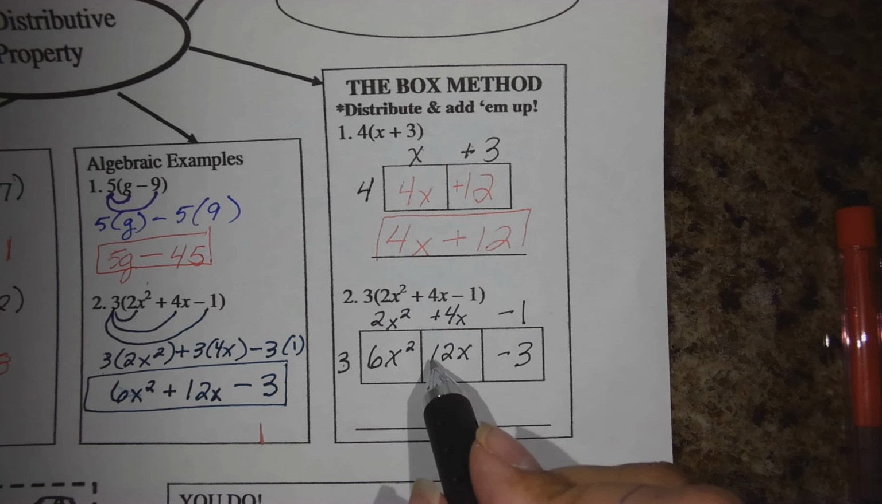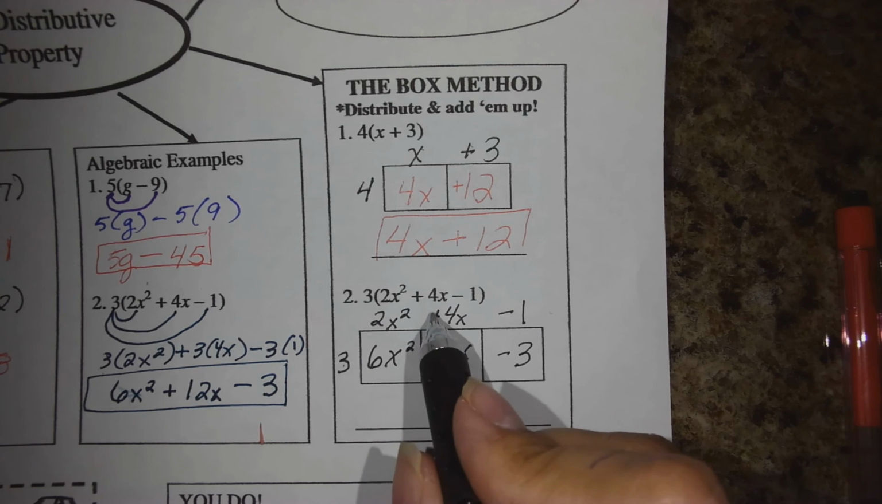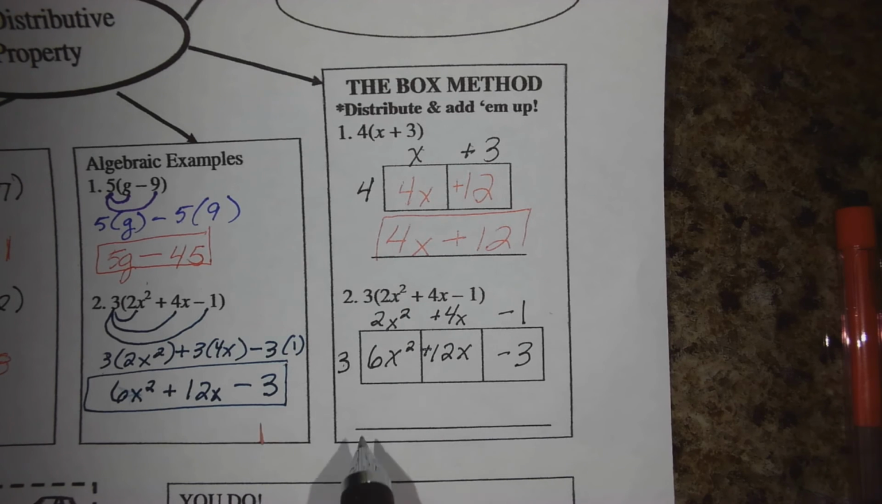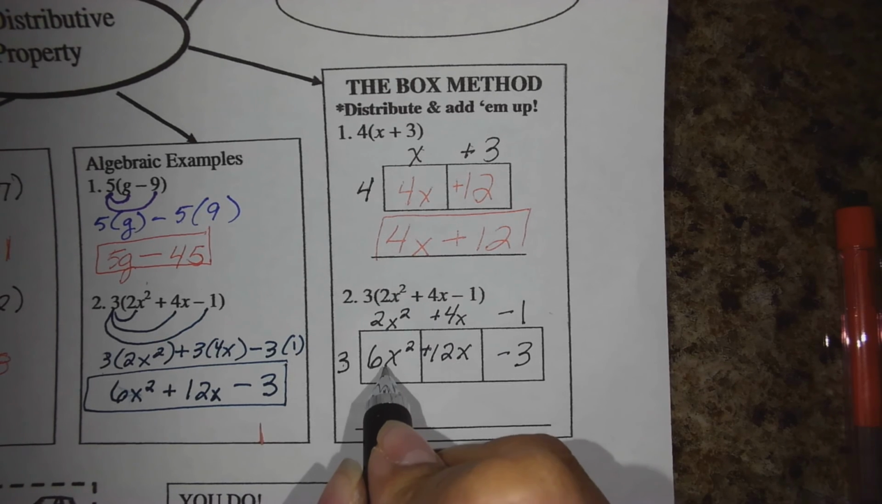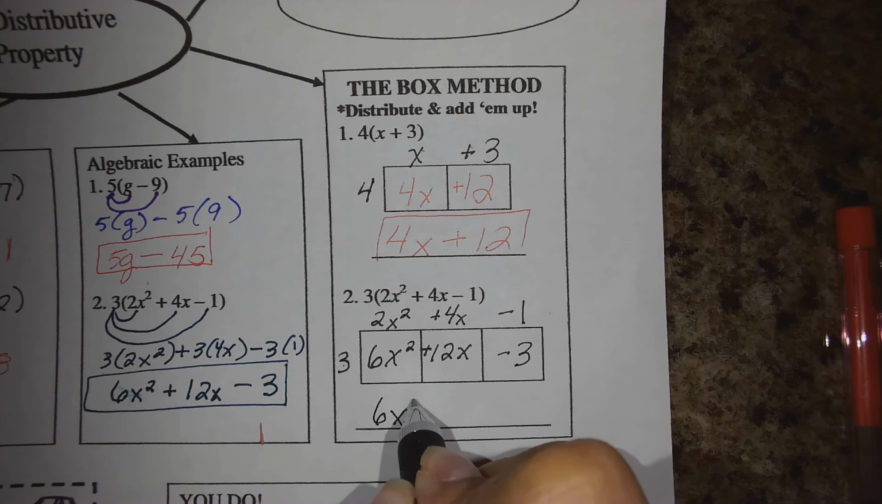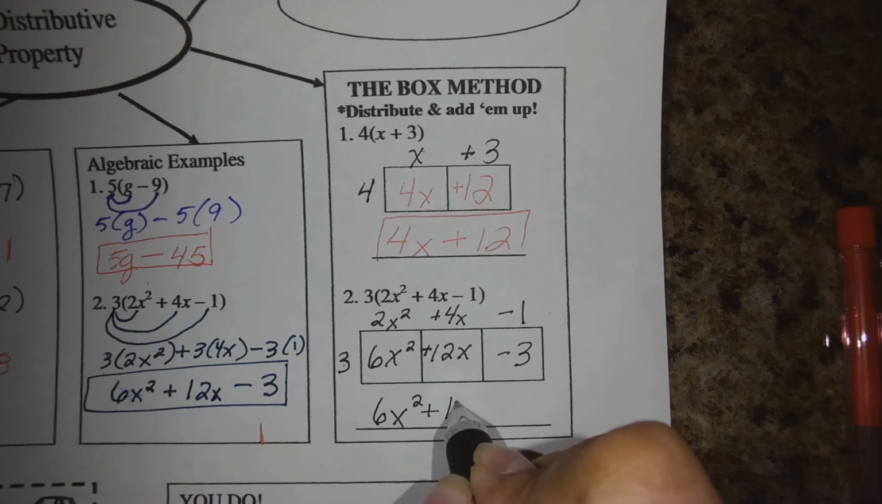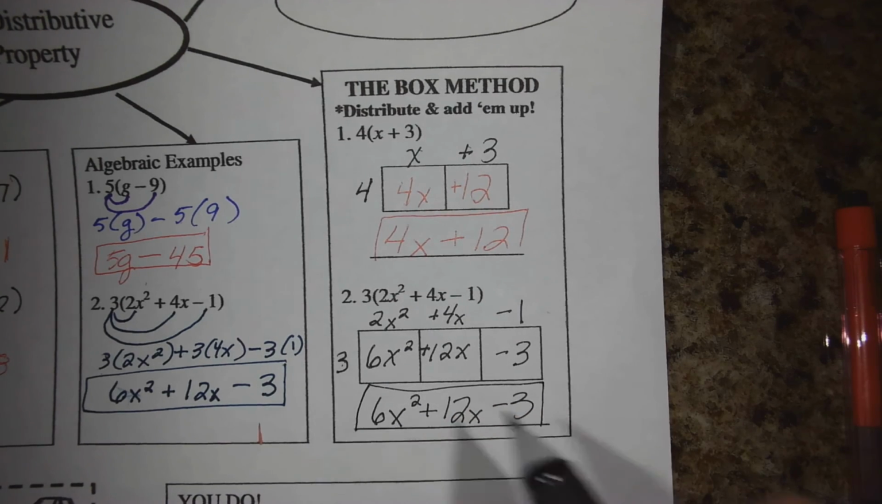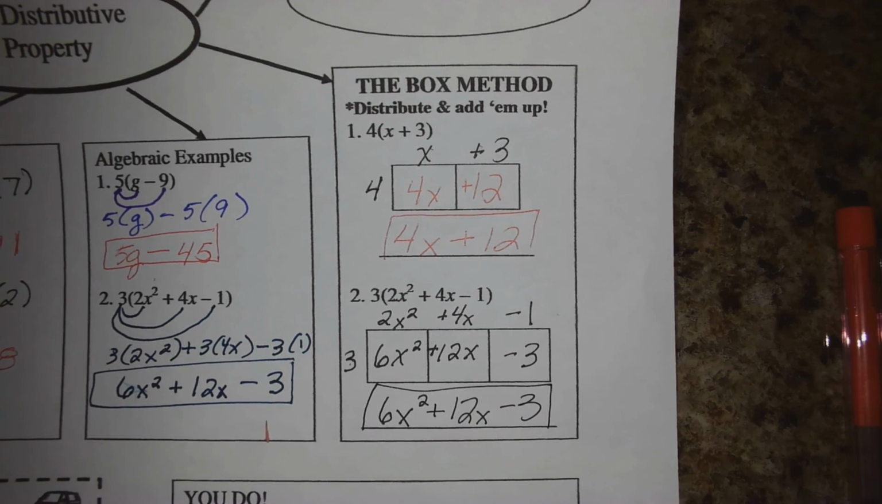This 12, I'm forgetting something. It's supposed to be positive, so I'm going to write the positive right there. So now I can write my answer out. Remember, everything inside the boxes is my answer. 6x squared plus 12x minus 3. That's my answer. These are your examples.